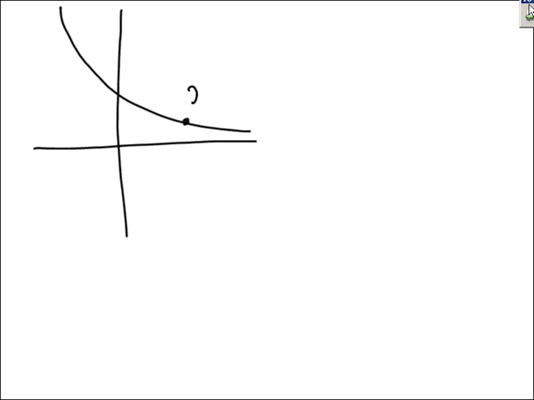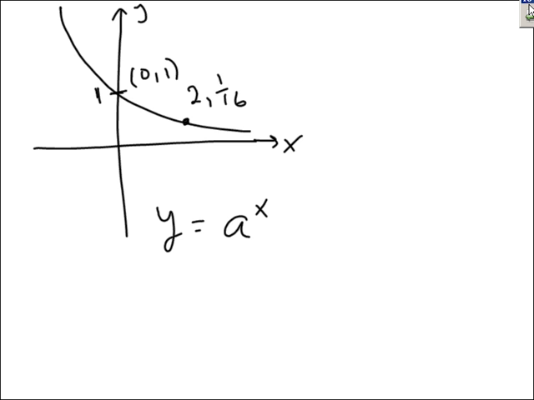This point is 2, 1/16, and they tell you that the y value there is 1. Well, once again, this is telling you 0, 1, which means it's y equals a to the x. Because if x is 0, a to the 0 is 1. Okay, now we know that when x is 2, y is 1 over 16.